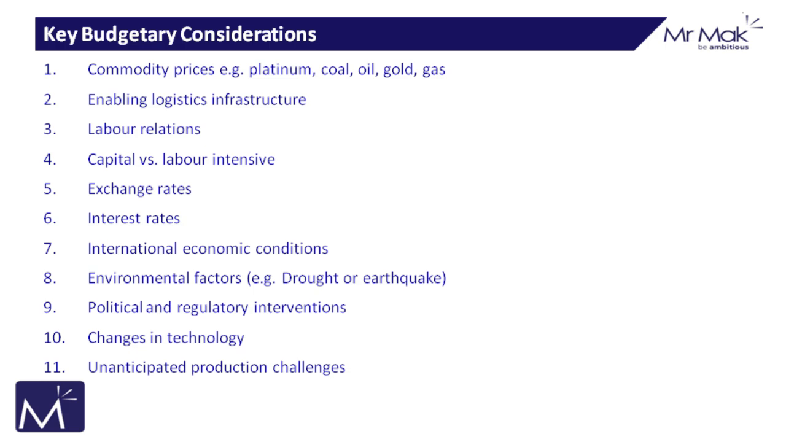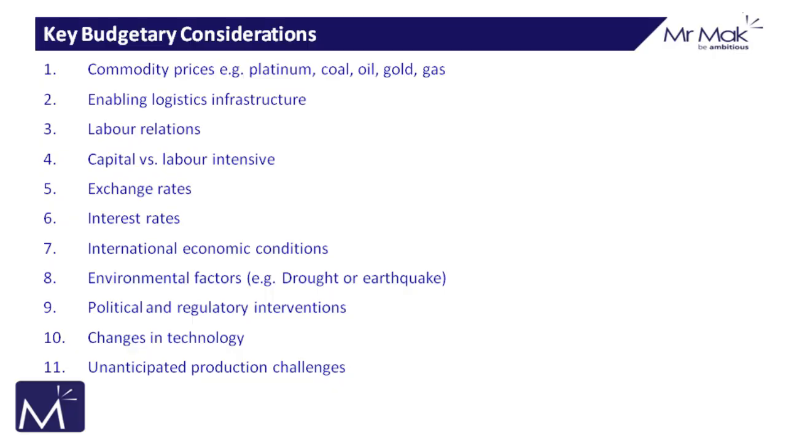International economic conditions are key because to a certain degree, they prescribe the demand for that particular commodity, and that has an impact on the price that that mine will enjoy. So in a buoyant international economic environment, you're likely to find elevated commodity prices. In a subdued economic environment, you might likely find depressed commodity prices.